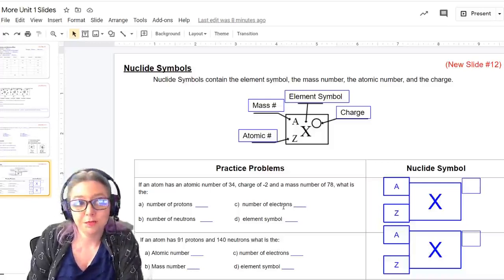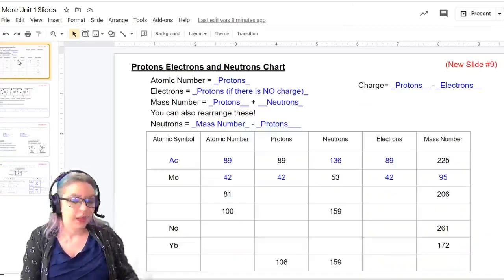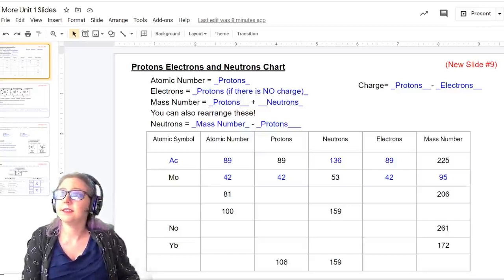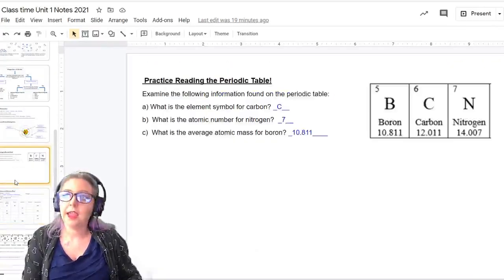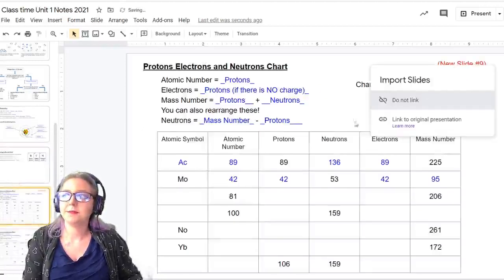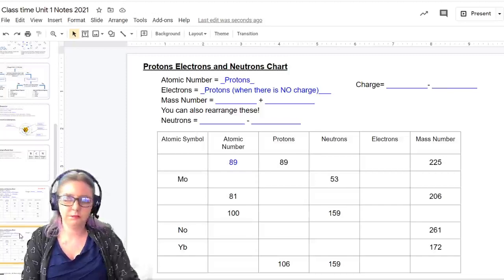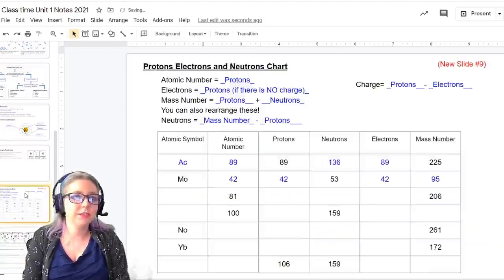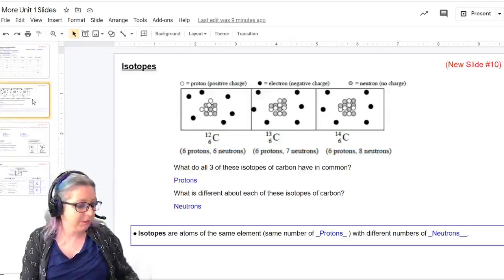My recommendation is that you take these once you're finished filling them out. I've highlighted this slide, Control, Copy. This is slide number 9. So I'm going to go here to slide number 10 and paste. Do not link. So now I don't need that slide. Delete it. Now I have my new slide number 9.